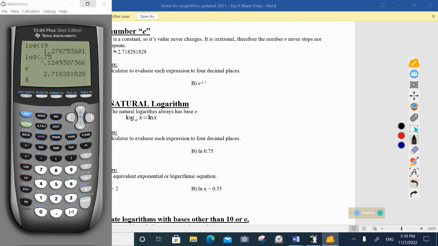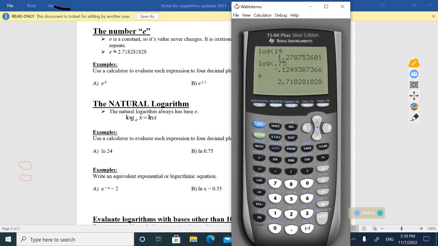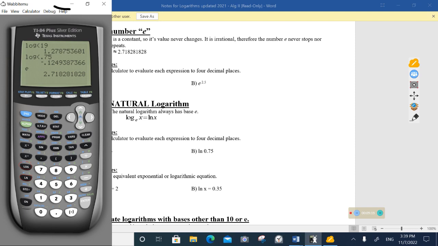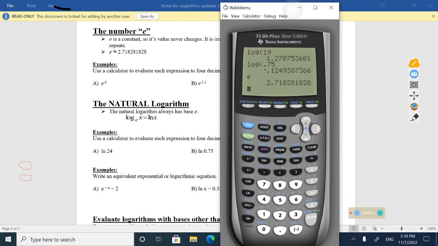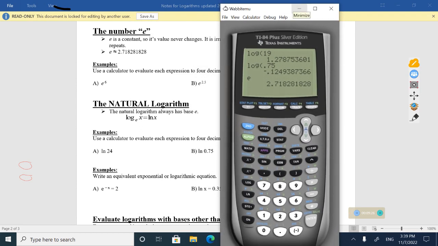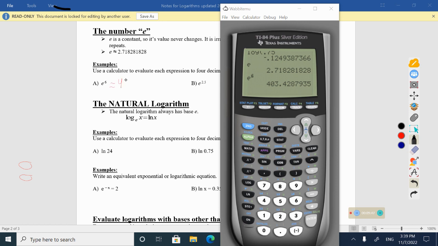So let's practice with the calculator. There's two ways you can get to e to the power. We can either use second divide. So natural log is log base E of X. Natural log of X, same thing. Let's do E to the 6th. So I'm going to hit second natural log. That's another place where the E is. And if I type in E to the 6th, I get approximately 403.4288. It's rounded to four decimal places.